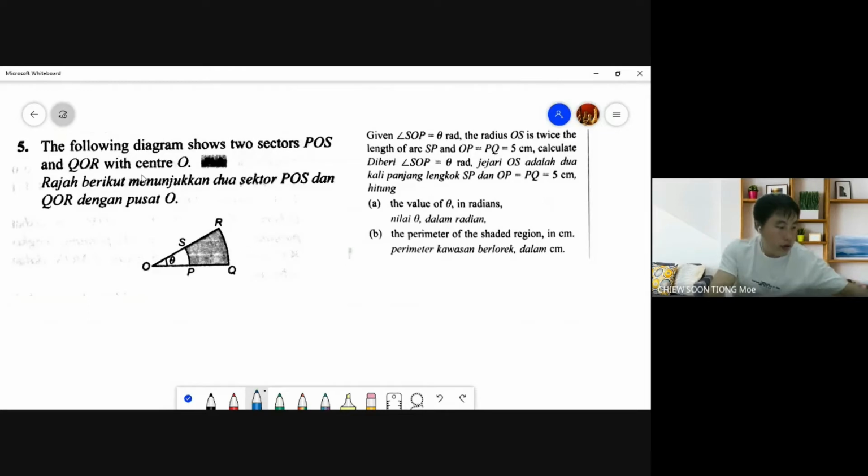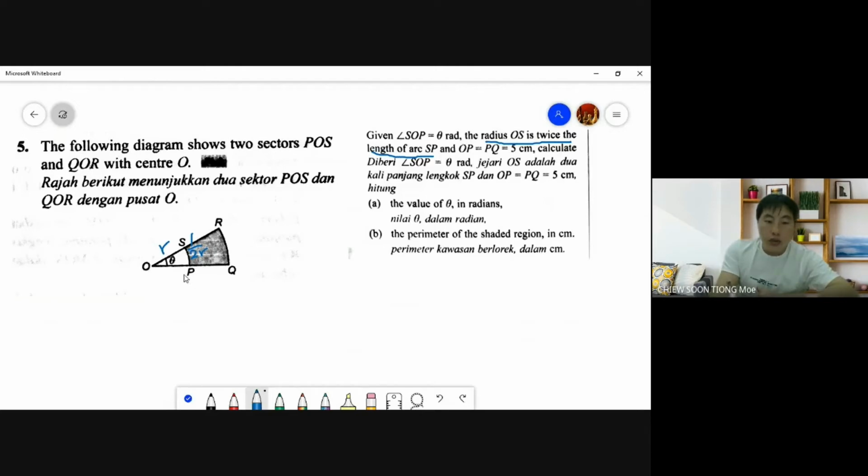So we're going to do now. The question is given to you already. So angle SOP is theta radian. The radius OS is twice the length of arc SP. Okay, this one is very important. The radius of OS, so we assume this is R, is twice the length of arc SP. So this one is 2R. Sorry, again. The radius OS is twice the length of arc SP. So this one is R, this one is 1/2 R.